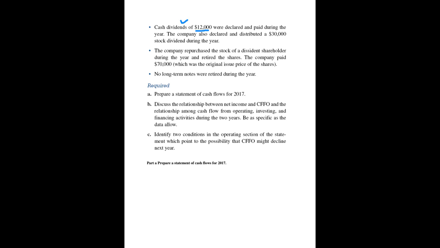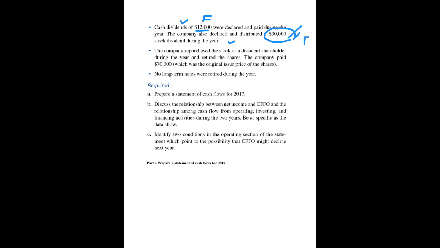The company also declared and distributed a 30,000 stock dividend during the year. Now, what does it mean? It means that the share capital would have increased by 30,000. And it's a stock dividend, so it's a non-cash transaction. But we need this information to check whether the company issued some new equity shares. If that is the case, then we need to consider this point. So for the time being, right here, it's considered under financing activity, but do remember this part is non-cash.